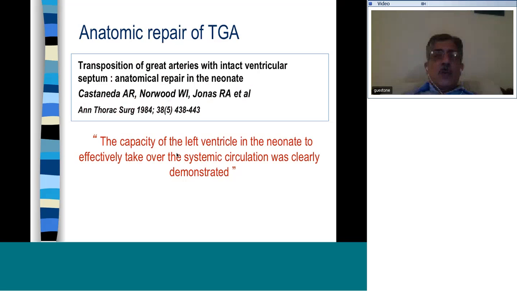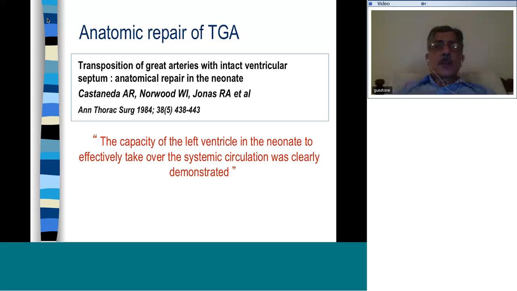Now, to move on to the anatomical repair of transposition of great arteries. As I had mentioned, the landmark paper was published in 1984 from the Boston Children's group, which demonstrated that if the arterial switch operation was performed in the early neonatal period, before the left ventricle regressed, then these patients could have a successful arterial switch without need for prior preparation.